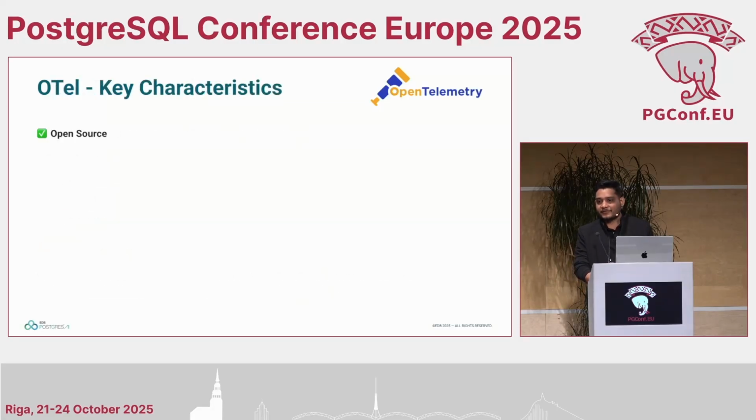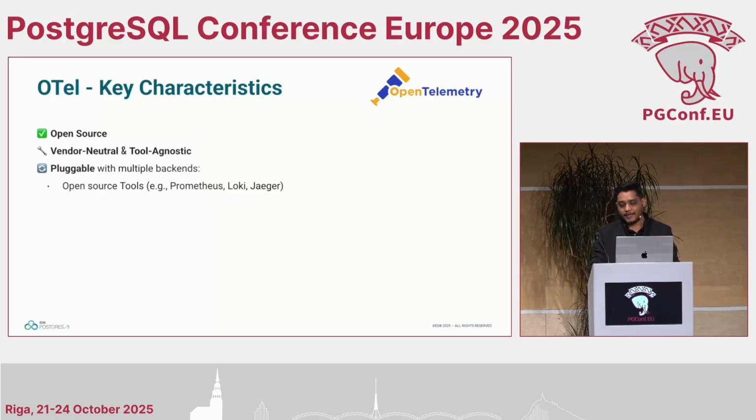So here are the key characteristics. As I mentioned earlier, it is open source, vendor neutral and tool agnostic. It supports multiple tools, so we can plug it into multiple backends, like the open source tools Prometheus, Loki, Jaeger. There are also some commercial platforms which nowadays highly support OpenTelemetry, because they know that this is the future, and they are trying to get all the data into platforms like Grafana Cloud, Datadog, New Relic.